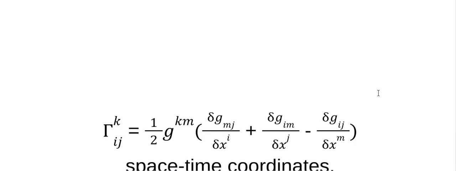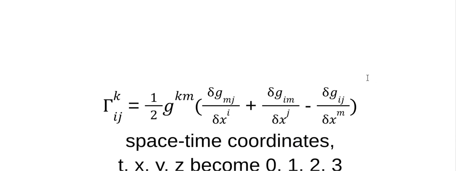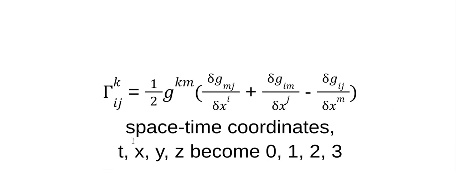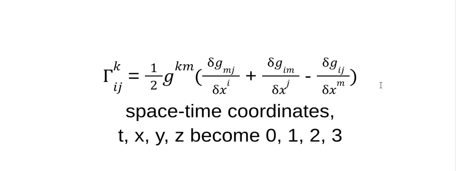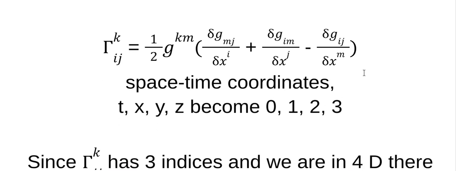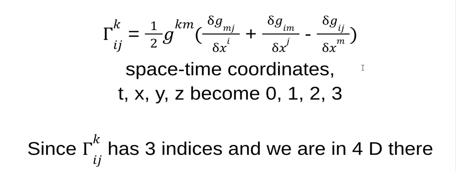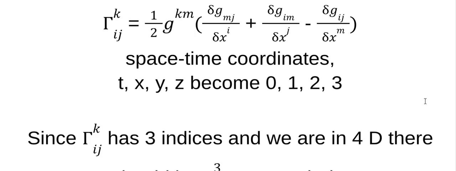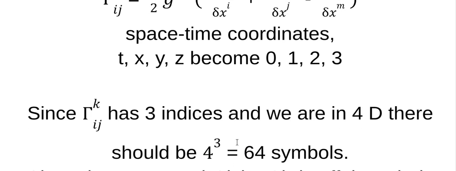All right. So we're going to work in spacetime coordinates, so we have 4 dimensions: time and 3 spatial dimensions. We're going to let these equal 0, 1, 2, 3, so time is 0, and so on. Here's the way you actually do it. I'm so embarrassed. Since this symbol has 3 indices and we're in 4 dimensions, there should be 4 to the third, so 64 Christoffel symbols.